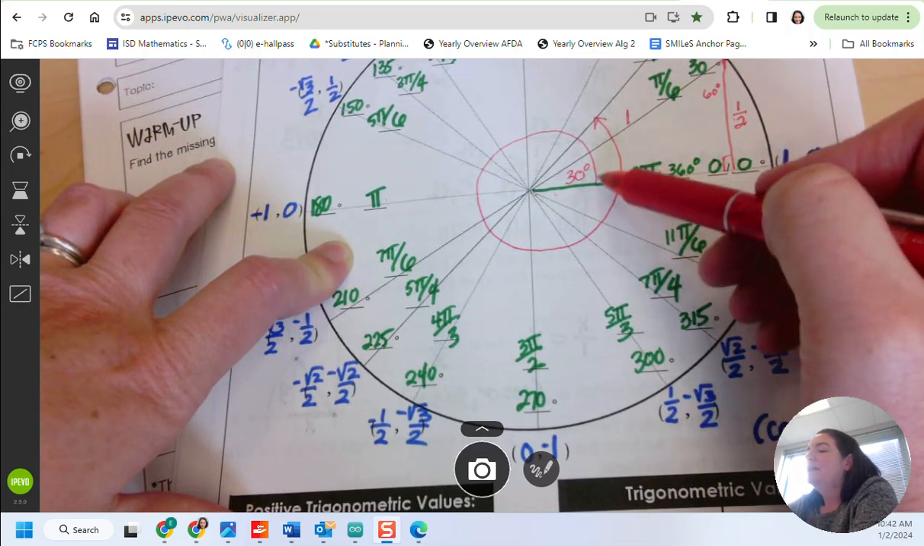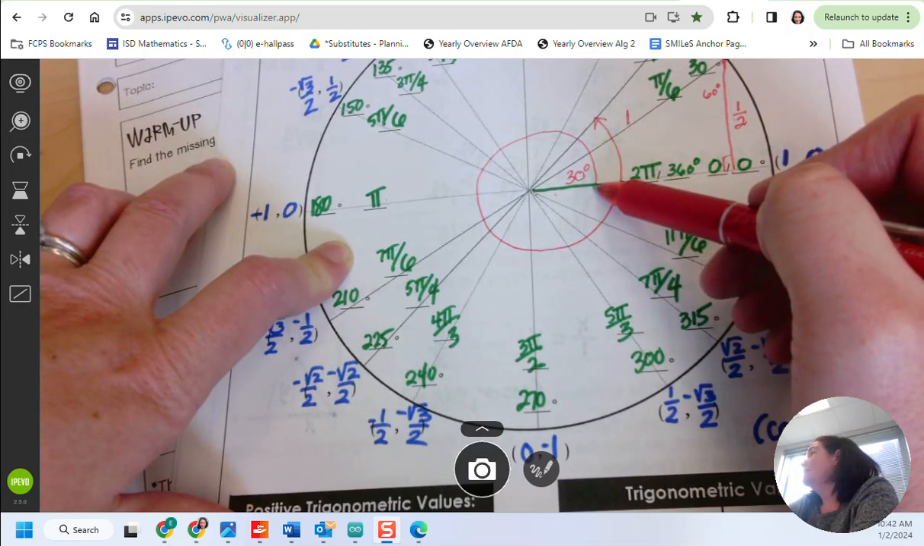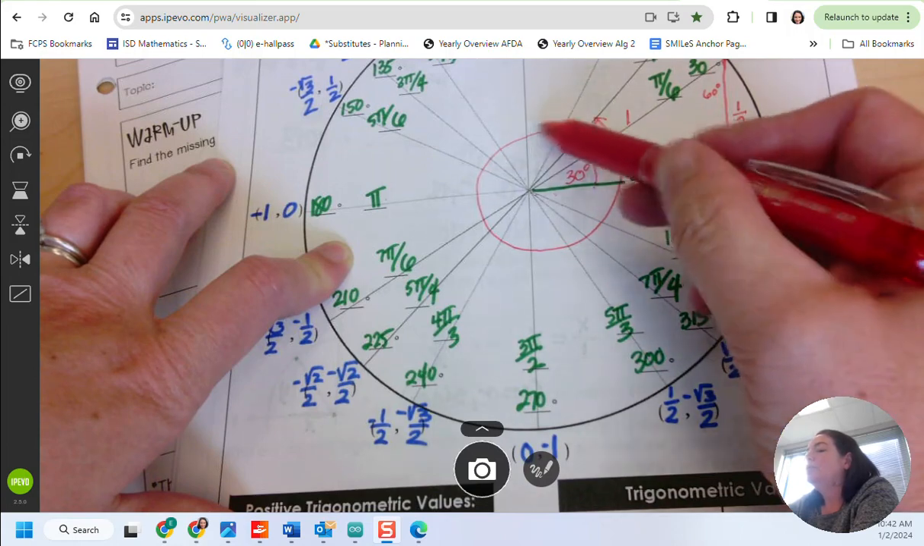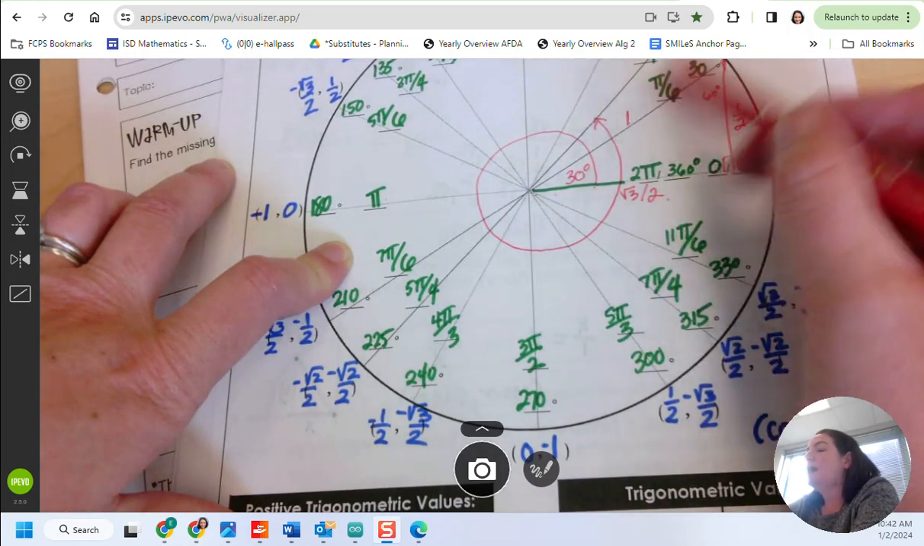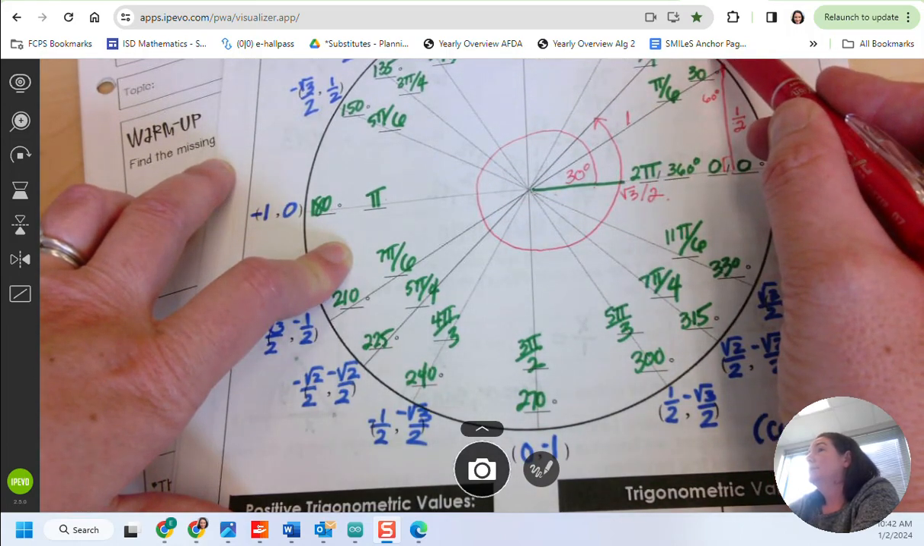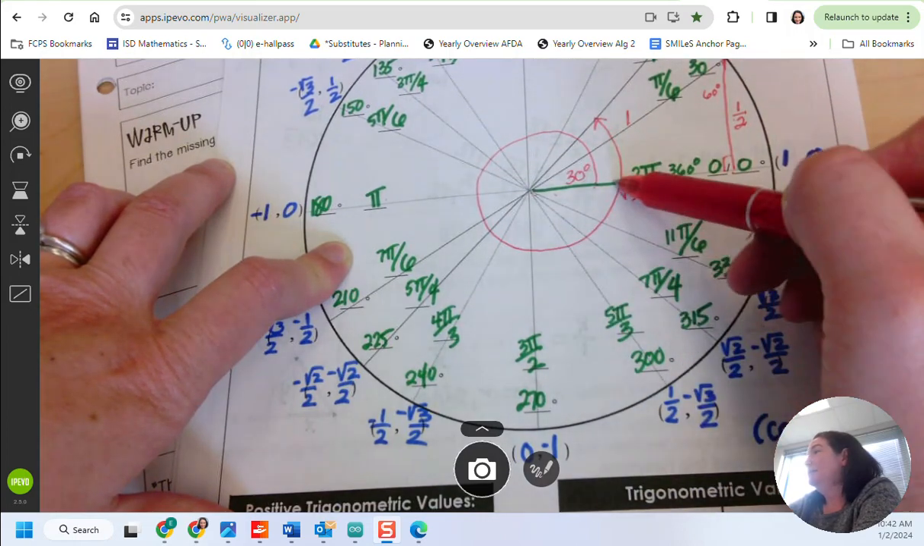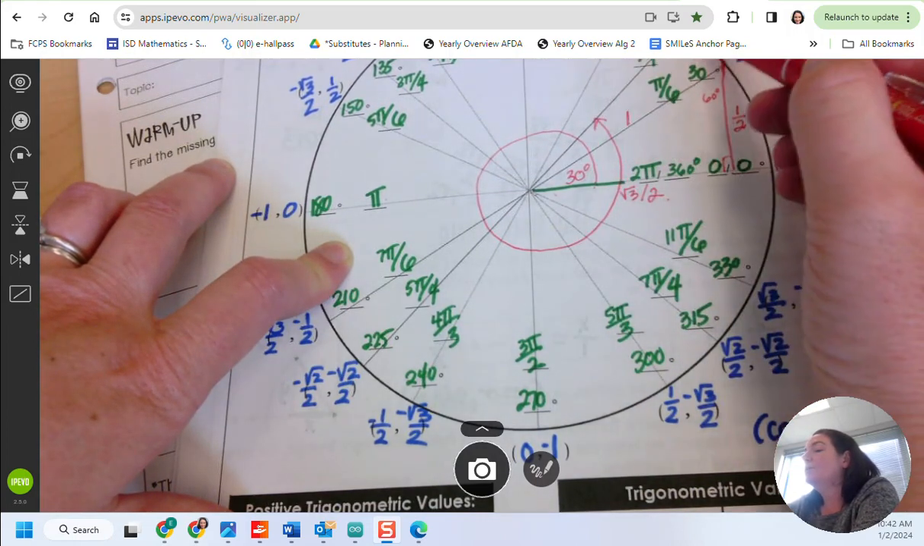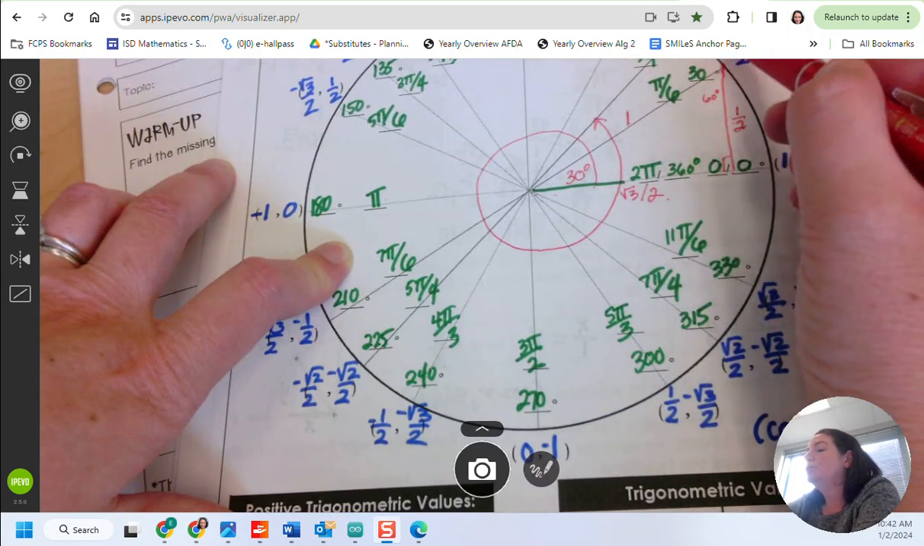All right. Guys, here's the key though. If you have something bigger than 2 pi, you just keep going, and wherever you stop, that's what you use. So this is 2 pi plus another pi over 4. So we're using this, the root 2 over 2, root 2 over 2.